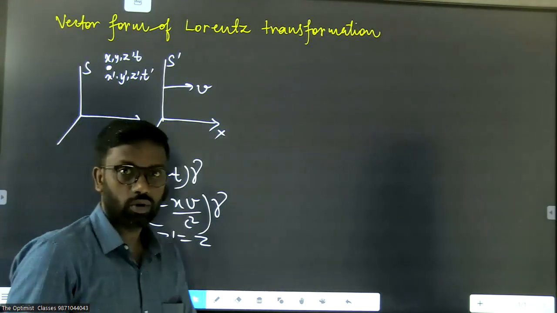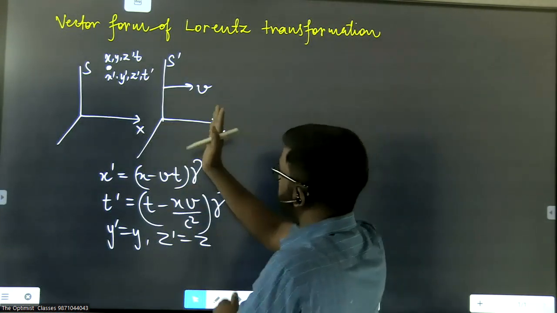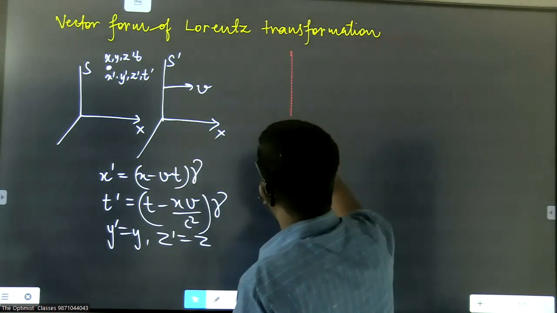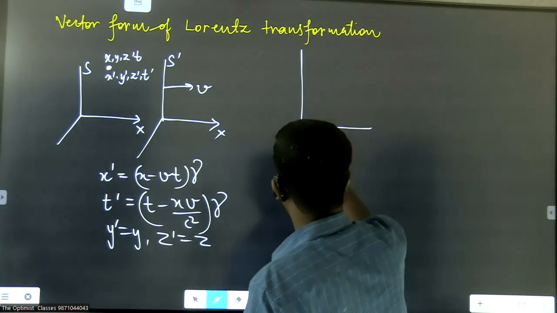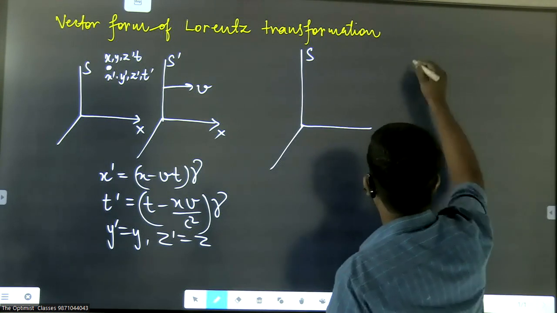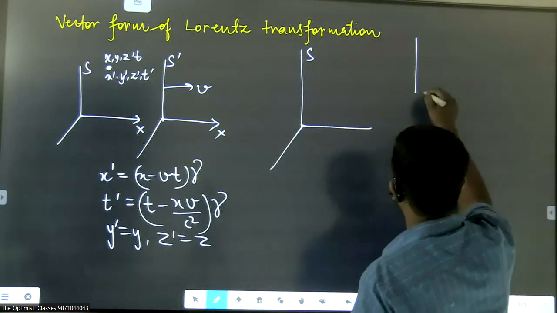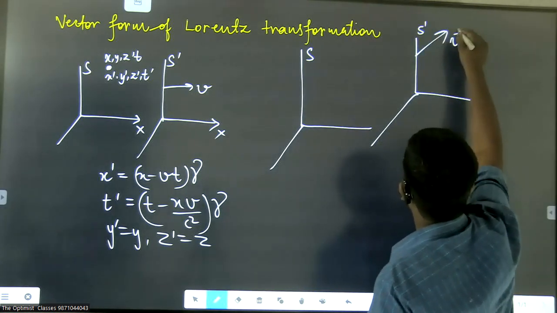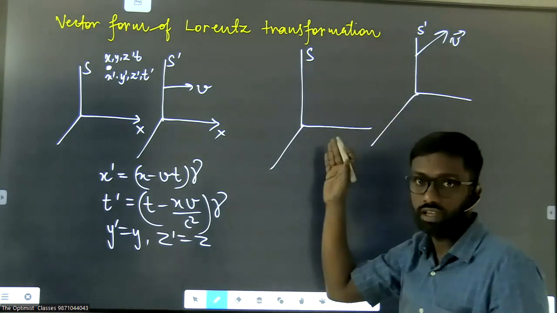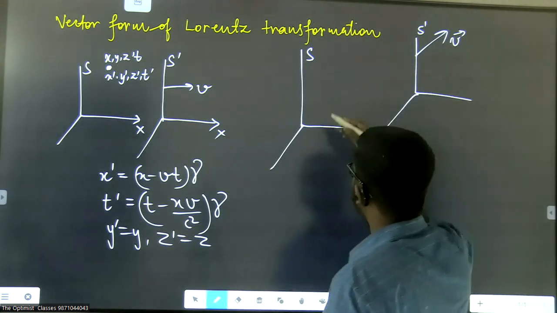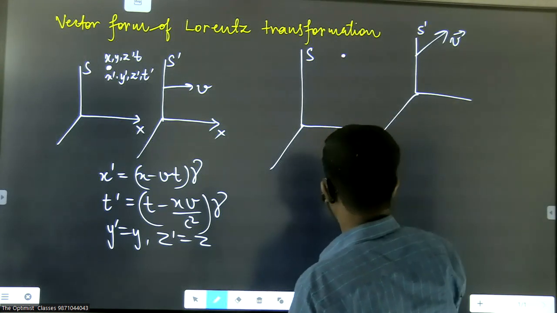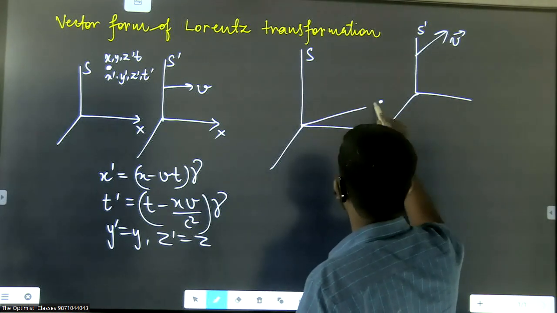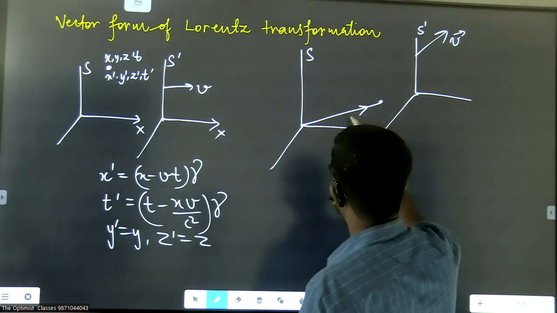Now we are going to discuss: suppose the S prime frame goes in some arbitrary direction, then how do we write the Lorentz transformation? So let's see. Suppose there is an S frame and the S prime frame is going in some arbitrary direction, let's say something like this. So it is going in this direction. This is the S prime frame going in this direction with velocity v. So v is the velocity of the S prime frame with respect to S. Suppose there is some event occurring here, and the event can be anywhere. Suppose it is here. So suppose its position vector with respect to the S frame is r vector.